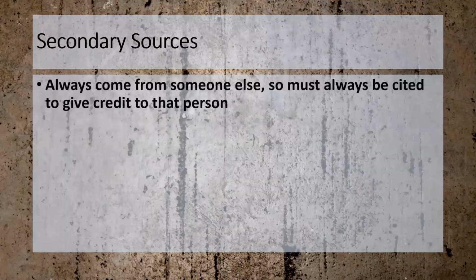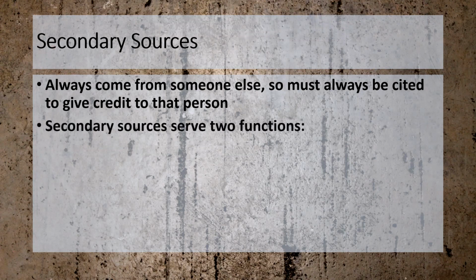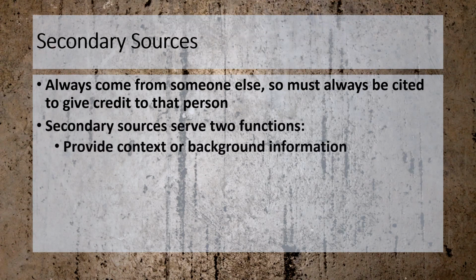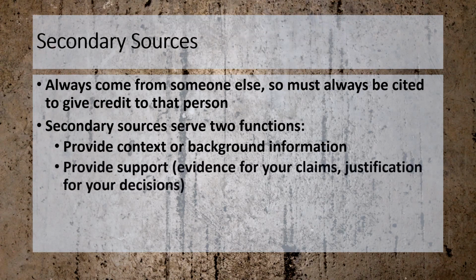In terms of secondary sources, they're always coming from someone else, so they always must be cited somehow to give credit to that person and to contribute to the scholarly discourse. Secondary sources typically have two functions, and I'm oversimplifying a bit, but for the most part, they will provide context or background information, and or they can provide support, evidence for your claims, or justification for your decisions.